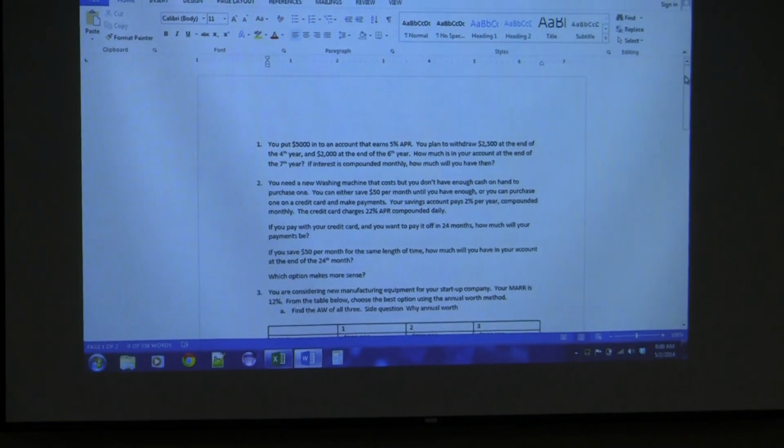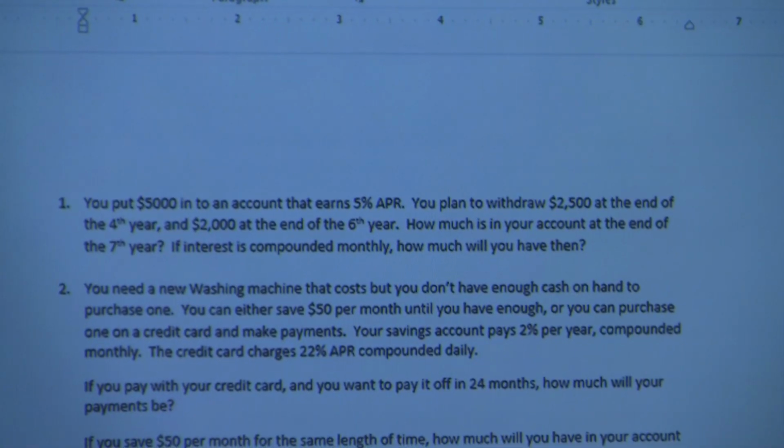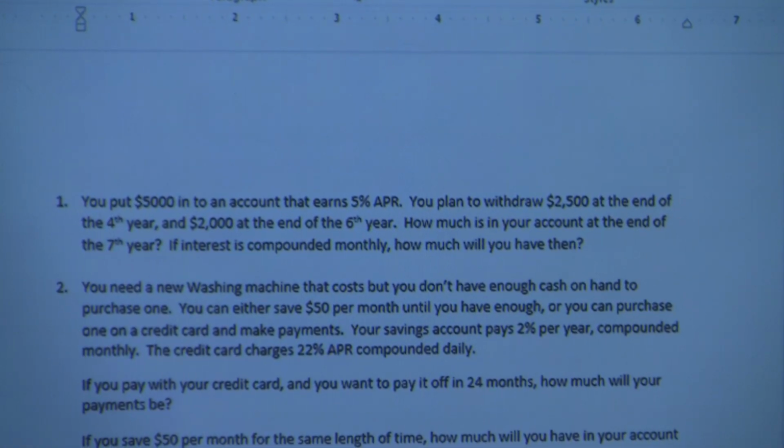See problem one? Because I want to get through all of these, rather than give you the time to solve it, I'm going to give you the time to set it up. And then we can solve it together. Hopefully you can use these as a study guide.